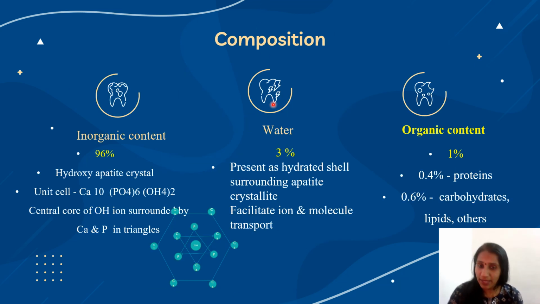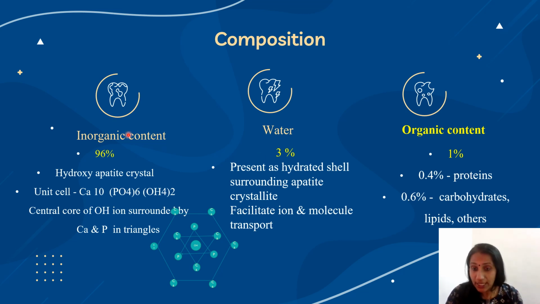When you look at the chemical composition, enamel consists of three portions. It has an inorganic component, it has water in it, and it has an organic component. And the inorganic component is around 96%. That is the minerals. Water is around 3% and organic content is just 1%.